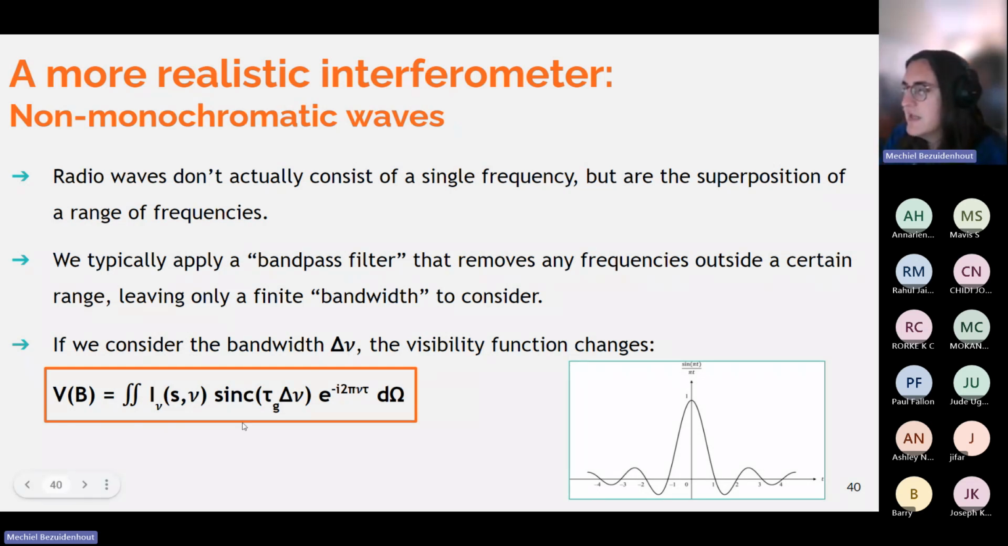And so if you look in the diagram on the bottom there, that's what a sinc function looks like. If you add this factor to the visibility, the effect that it has is that it reduces the sensitivity of the telescope towards the edges of the field of view. So it reduces the field of view. You're only actually able to see a smaller part of the sky at once as a result of having a finite bandwidth.